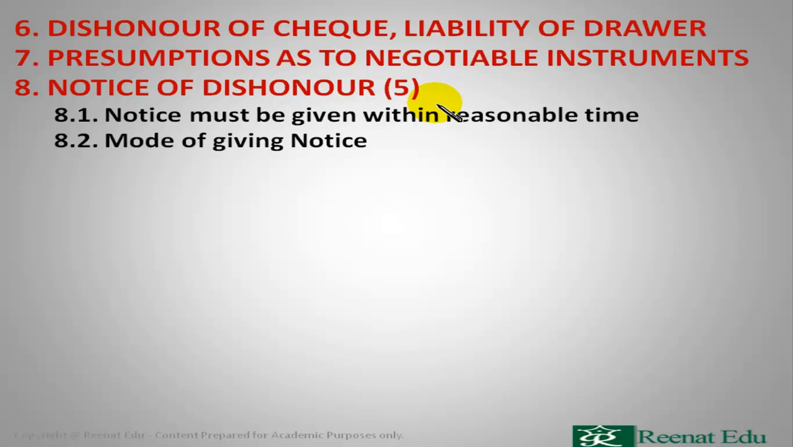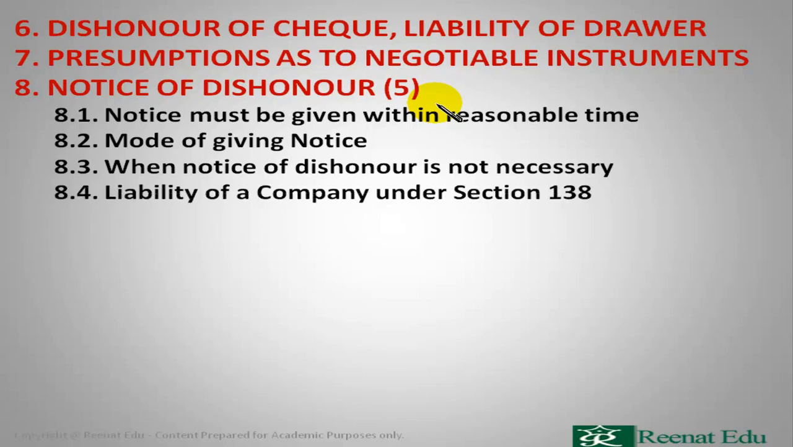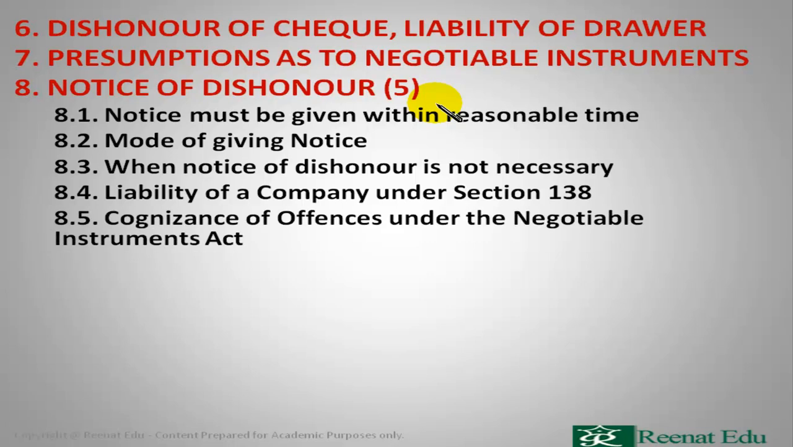Number one is notice must be given within a reasonable time. That is the number one point. Then mode of giving notice, when notice of dishonor is not necessary, and liability of a company under section 138. And the fifth and last point under the eighth topic is cognizance of offences under the NI Act.